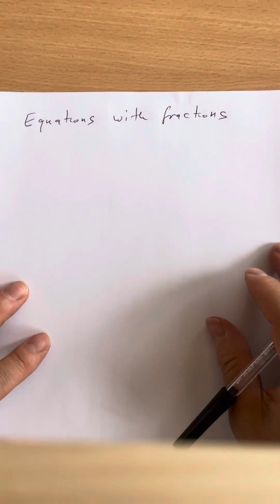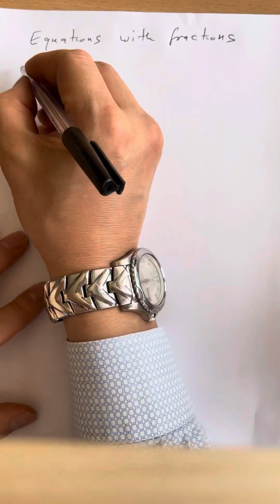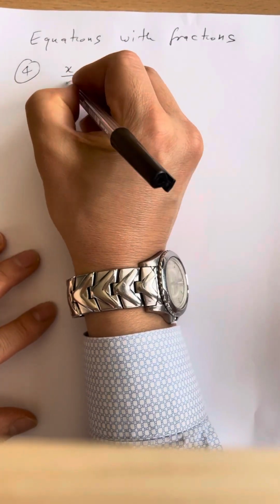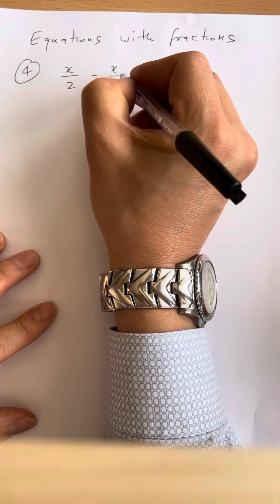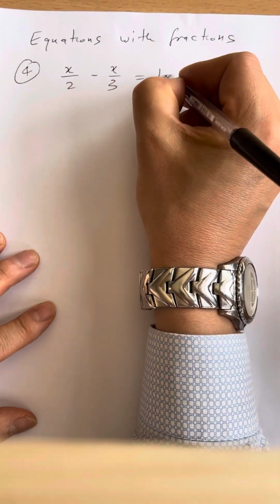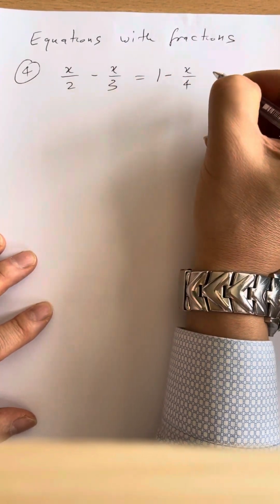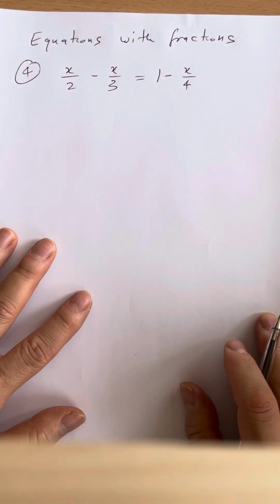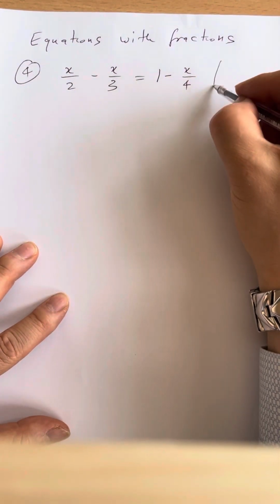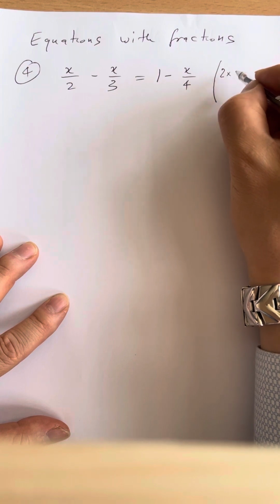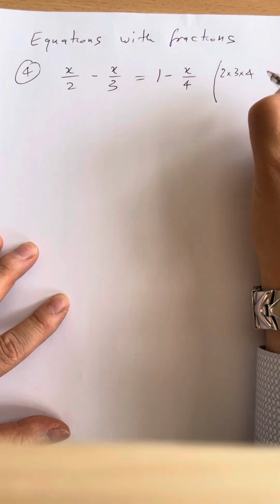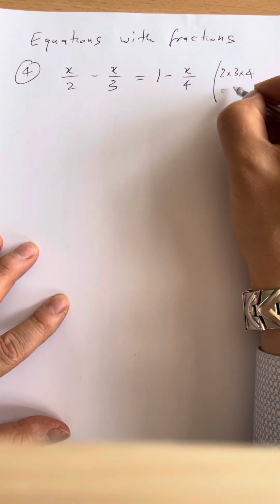So what if you have then 3 fractions? X on 2 minus x on 3 equals 1 minus x on 4. Well, like in this case, again, the first step is multiply all the denominators together. And in this case, you get 24.